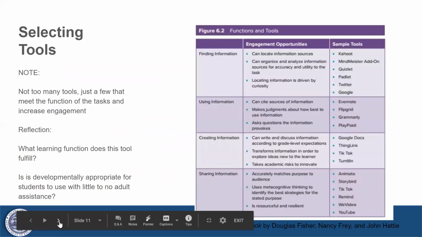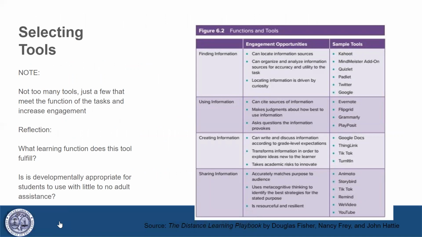And this table comes from Fisher and Frey and Hattie's new book, The Distance Learning Playbook. And it basically follows that process for learning that kids have to do in the first column, engagement opportunities in the second, and then sample technology tools that can meet those needs in the last.